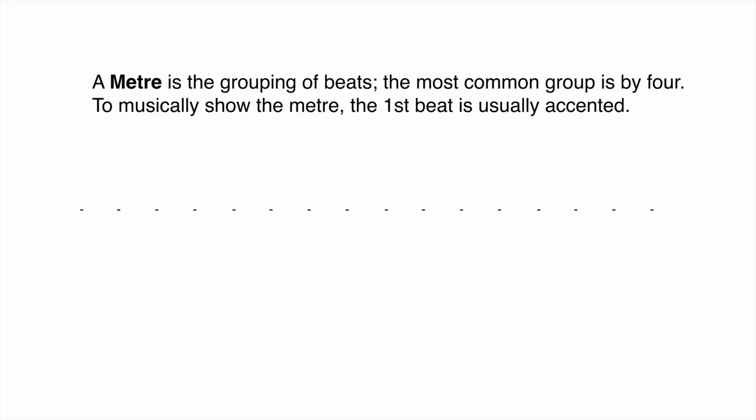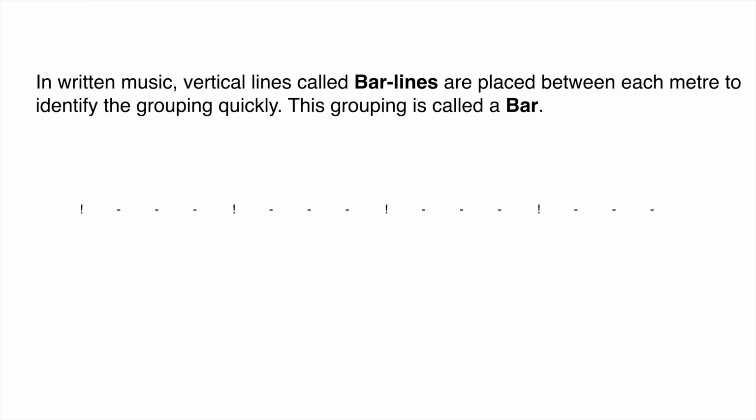A meter is the grouping of the beats. The most common group is by 4. To musically show the meter, the first beat is usually accented. In written music, vertical lines called bar lines are placed between each meter to identify the grouping quickly. This grouping is called a bar.